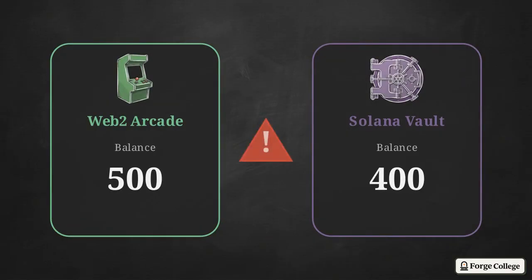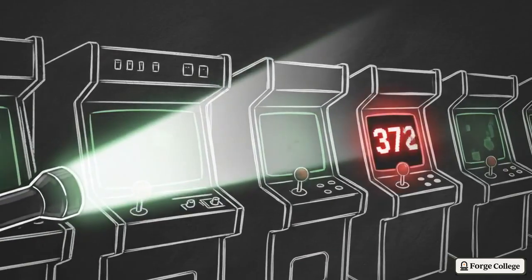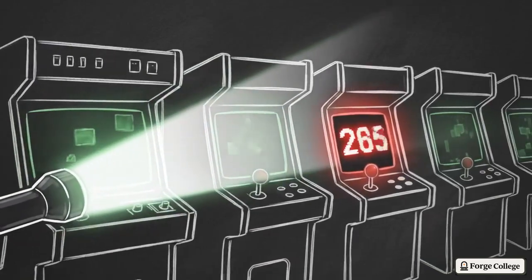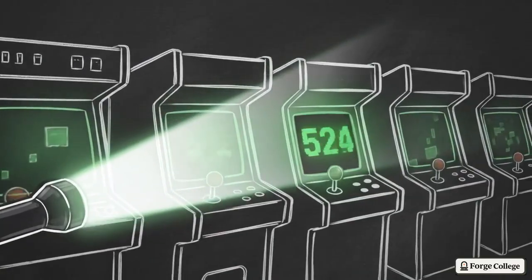The green Web 2 table shows a balance of 500, but the purple Solana table shows 400, and there is a red warning light flashing between them. The night manager periodically checks the arcade's display numbers against the vault's actual holdings to catch mismatches like this. Watch as the automated fix sweeps across the green table, changing the 500 to 400. The system safely patches the Web 2 records to match the blockchain's ultimate truth. This prevents users from accidentally spending money they do not actually have. A hybrid architecture is only truly ready for the real world if it has these automated reconciliation paths designed to heal itself after a failure.